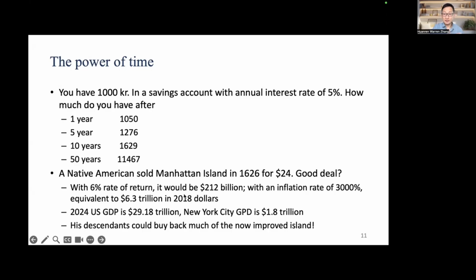So that means if this Native American were able to invest those $24, maybe not even a good investment, just a reasonable investment, just 6% return rate, then his descendants could buy back much of the now much improved land, right? Back then it was just an island with nothing, but now you know that Manhattan is the most dynamic and rich area in New York City.